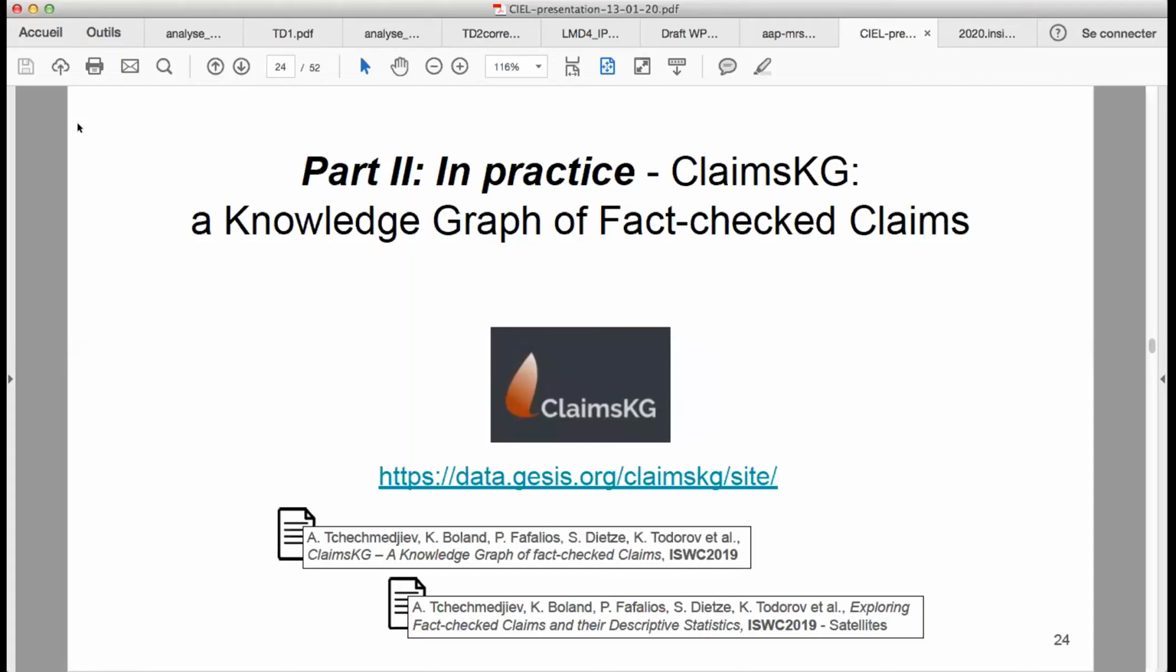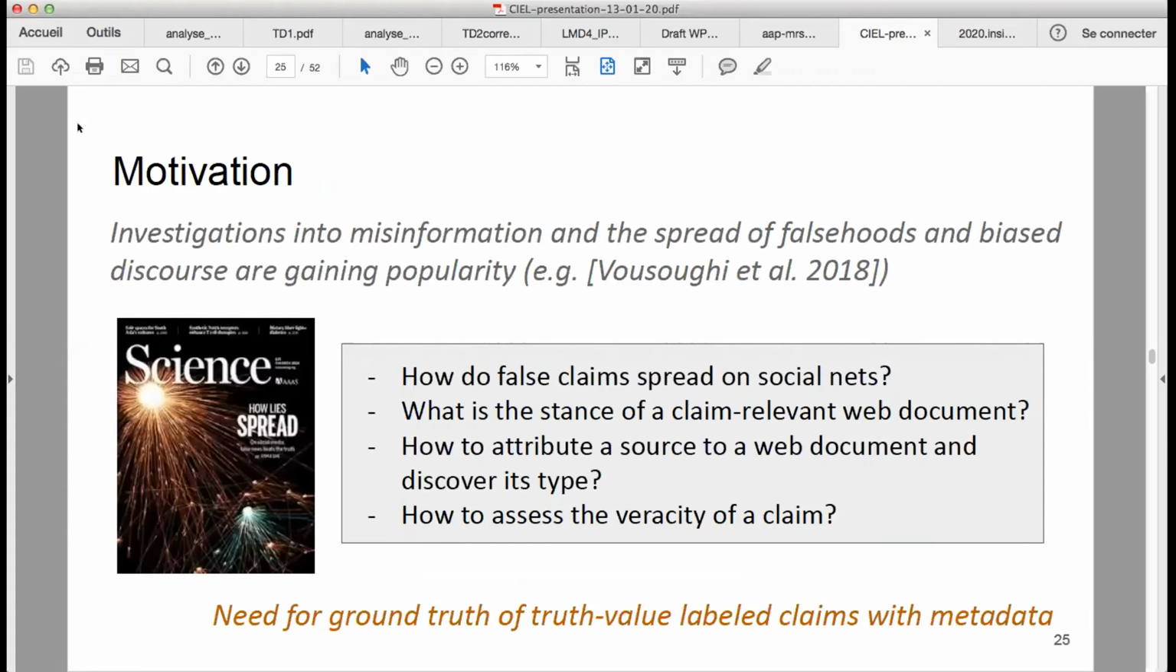I'm coming to the second part of my talk, where we will see how in practice we can use this model, or a version of it, to populate it by extracting real-world knowledge from the web. In particular, I will explain here the ClaimsKG knowledge graph, which is a knowledge graph of fact-checked claims. We have seen that investigations into falsehoods, misinformation, and how those falsehoods spread on the web have been gaining popularity over the past years.